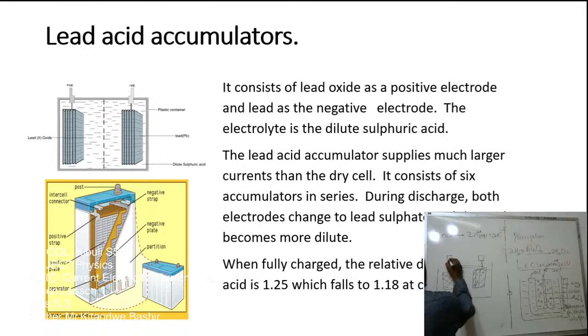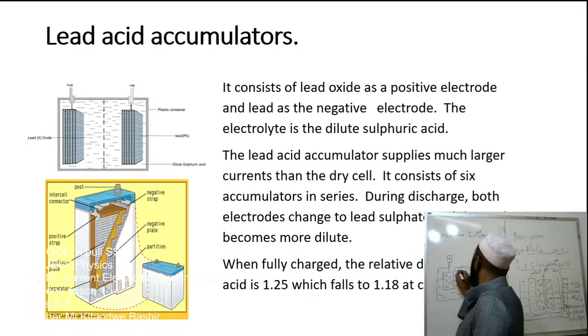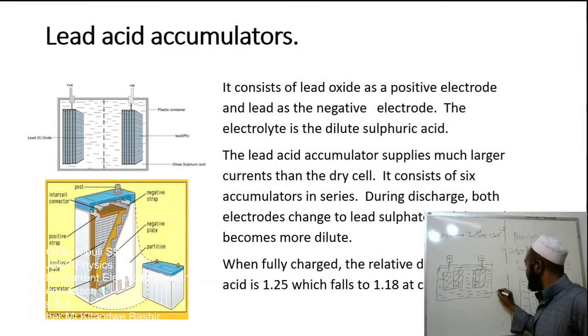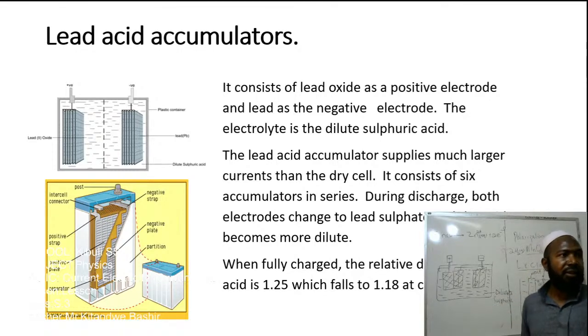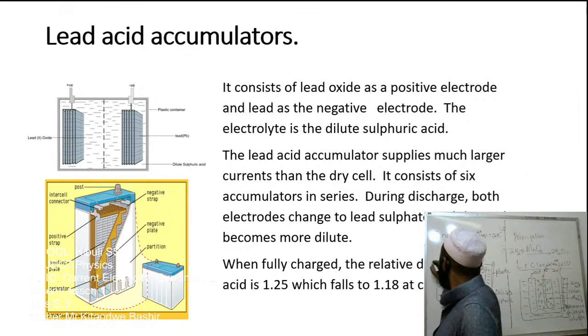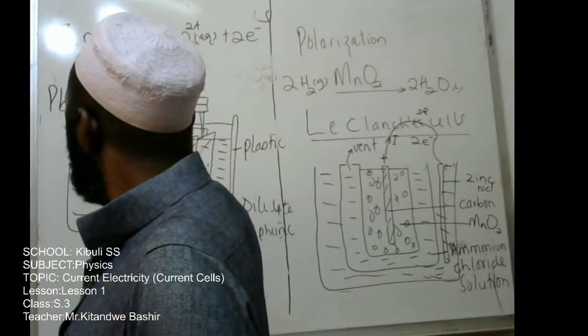So we can have a positive plate and a negative plate. The electrolyte is the dilute sulfuric acid. This is dilute sulfuric acid. And then we normally use a plastic container here. Then the positive electrode is usually lead(IV) oxide.